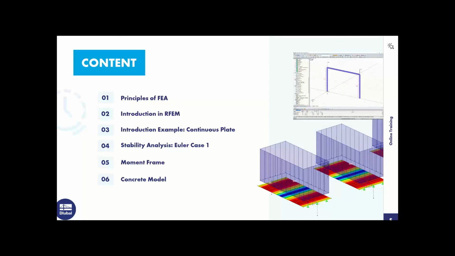The content for today's training will start with principles of FEA software, and then we'll go into an introduction of RFEM. The next thing we'll be going over is a model, and this will be the introduction example for continuous plates, and that will involve plate theory. After that, we'll go through a stability analysis example called Euler Case 1. Then a moment frame will be converted from that stability analysis, which we can analyze and go over the results. And after that, we'll be going through a concrete model. Usually the concrete model, we will maybe be able to start, but we might not get all the way through it.